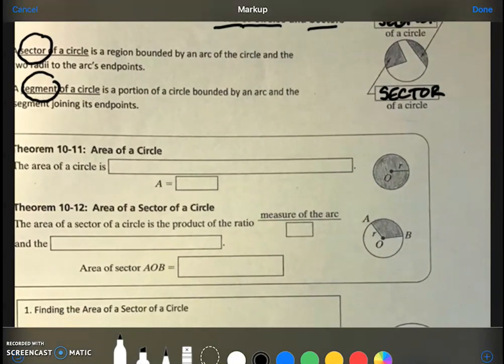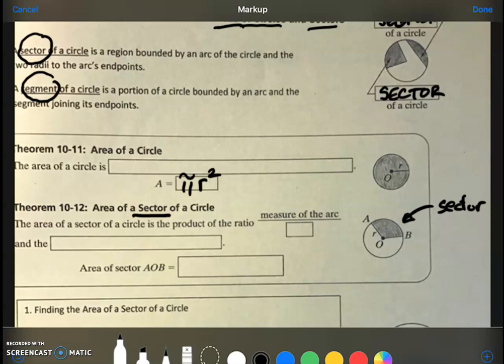Let's go to the basic formulas. The area of a circle, we should all know by now, is pi r squared. So if I want to figure out all the space, the shaded region inside a circle, you figure out the radius, square it, and multiply it by pi. But what about the area of a sector, which is just a piece of the pie?